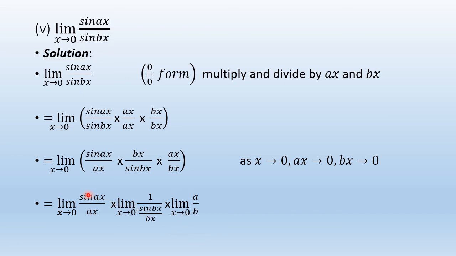Now as x tends to 0, ax tends to 0, so this limit becomes 1. As x tends to 0, bx tends to 0, so this limit becomes 1. And limit when x tends to 0 of a by b is a by b because it does not have any x in it, so it will not be affected by the limit. This is 1, this is 1 by 1 and this is a by b, so our final answer is a by b.